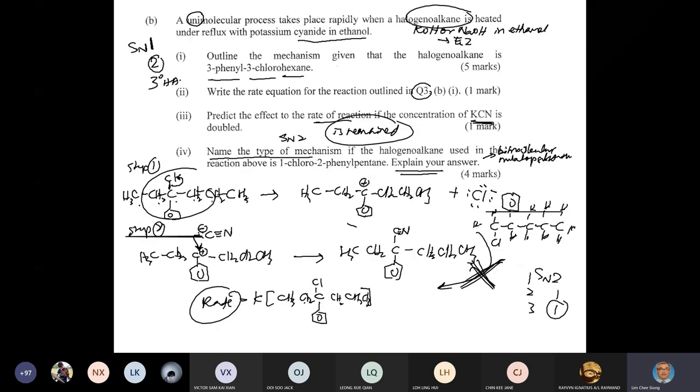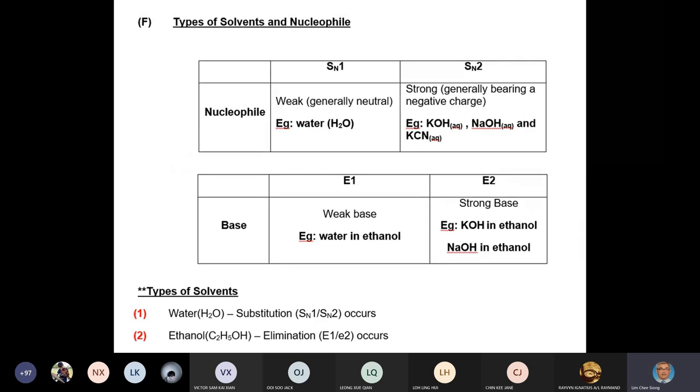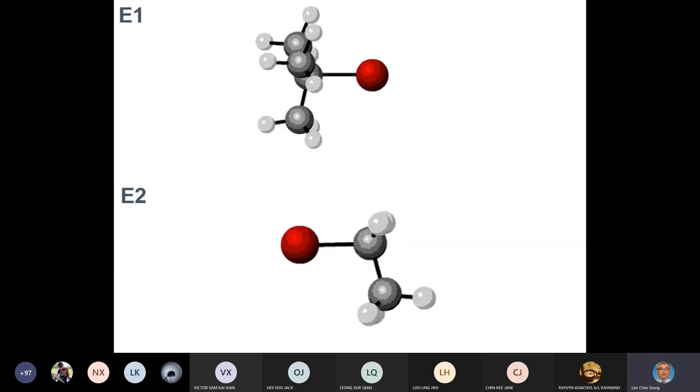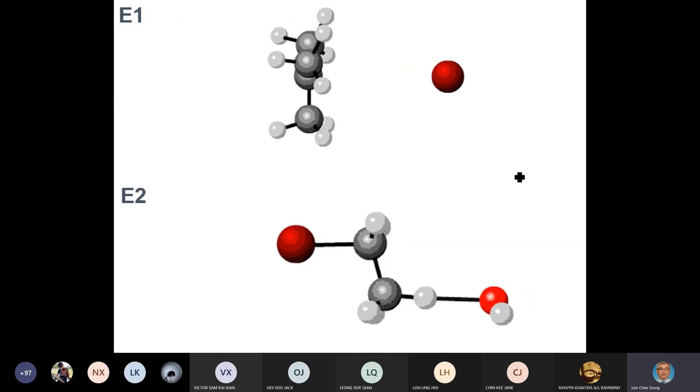Okay, so I'll just stop here. Tomorrow, before we end, you can refer to these questions. The question is stated here. SN1, SN2 must involve the nucleophile. E1 and E2 we will discuss tomorrow.